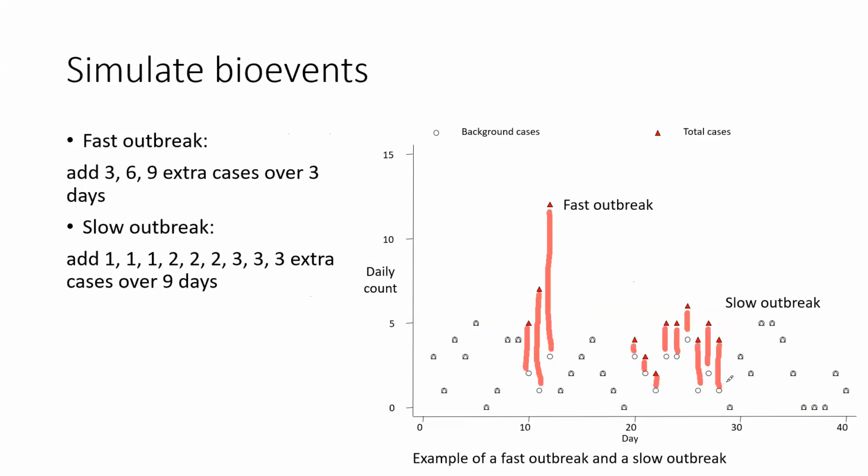Now, this is just an example here, right? So we had the data, and then we simulated fast and slow outbreaks, starting at random times, just by adding these things, right? And so we did that separately for slow and fast outbreaks. We didn't do it all on the same plot.